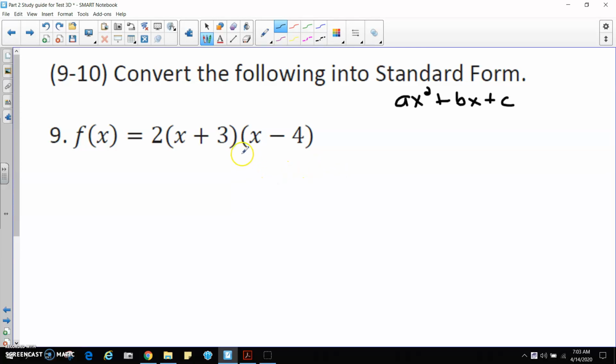All right, so in this problem to do standard form, notice standard form does not have any parentheses, and this one does. So in order to change it, all we need to do is multiply. So our first step is going to be to multiply 2 times x and 2 times 3, which would give me a 2x plus 6.